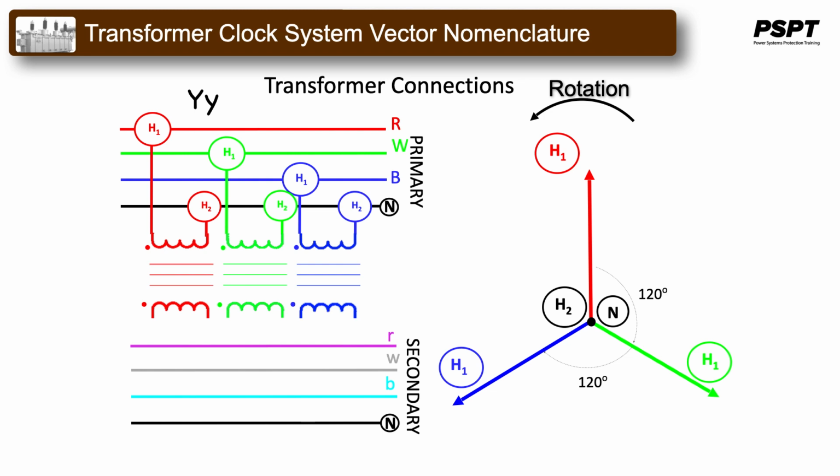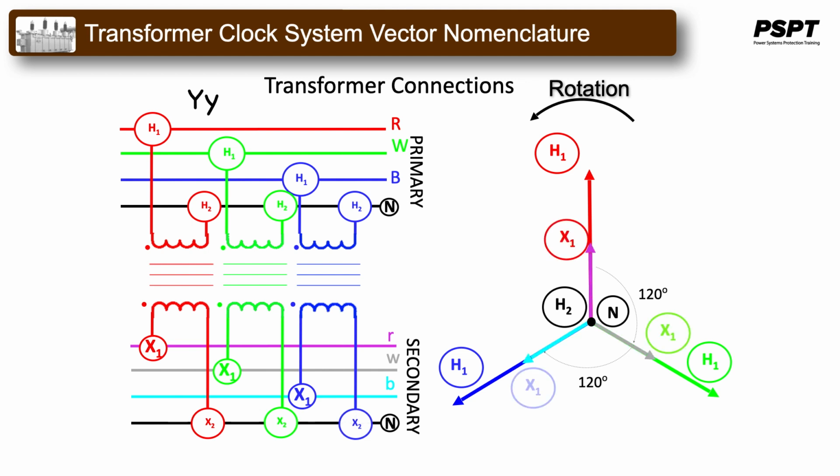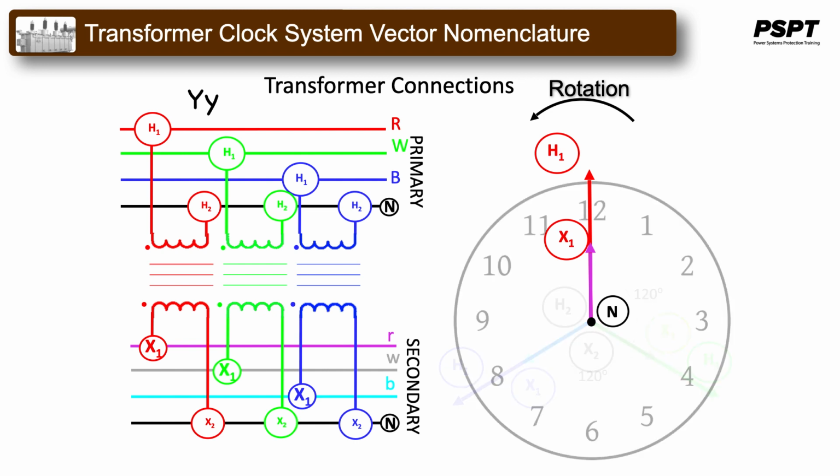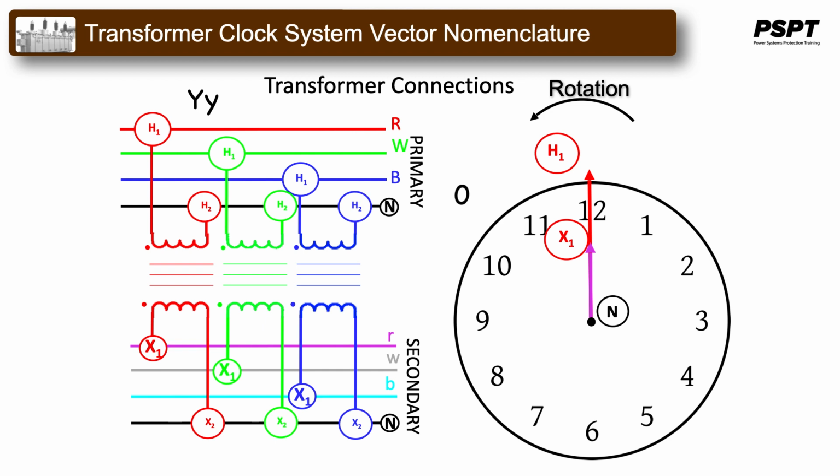Number 1, starting with our previously studied connection, the secondary phasors would look like this, showing that the secondary voltages are in phase with the respective primary voltages. Using just one set of phasors, the red one in this case, the clock system of vector nomenclature would tell us that there is 0 degree displacement from the secondary to the primary windings.